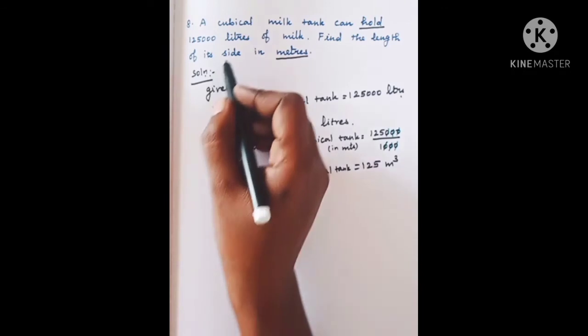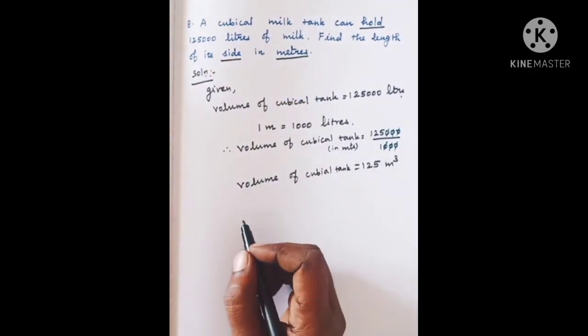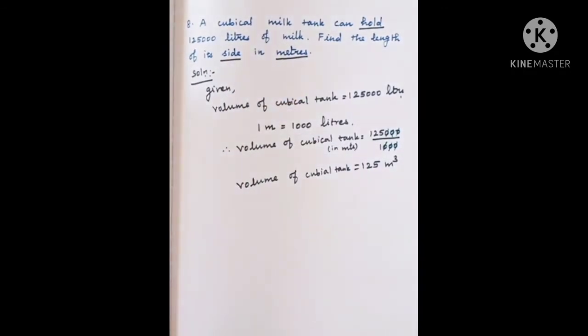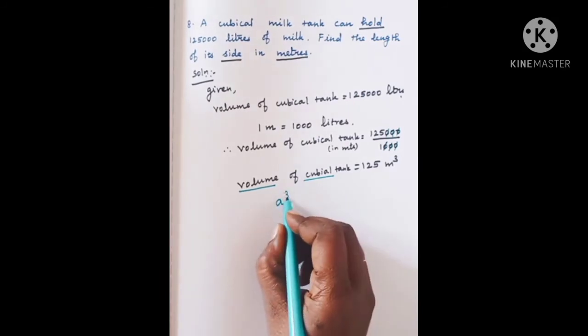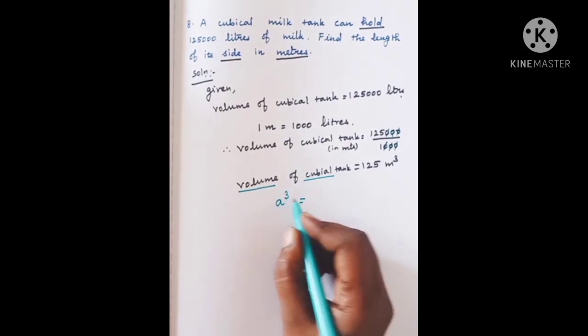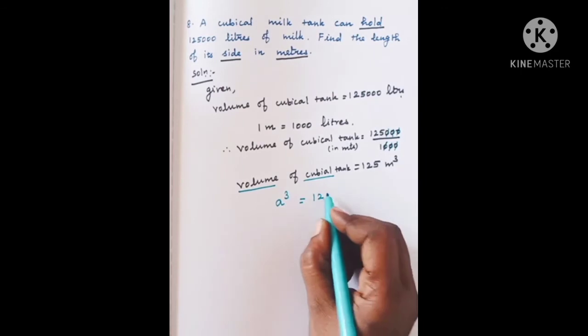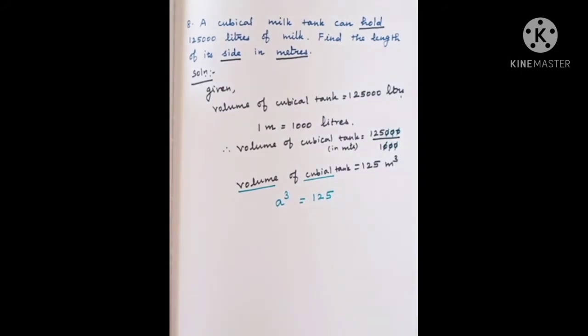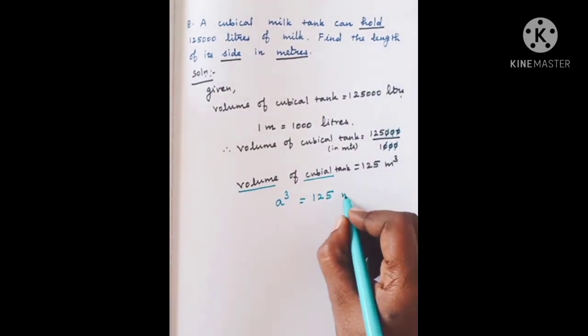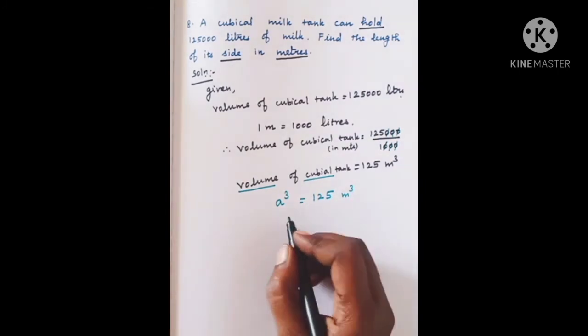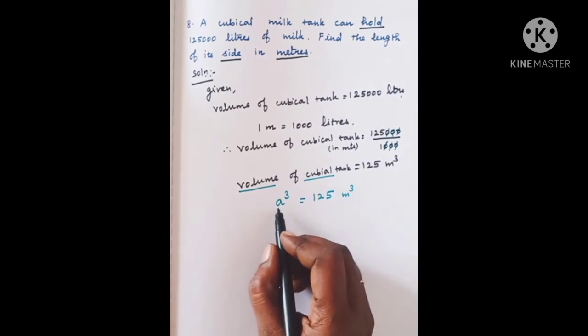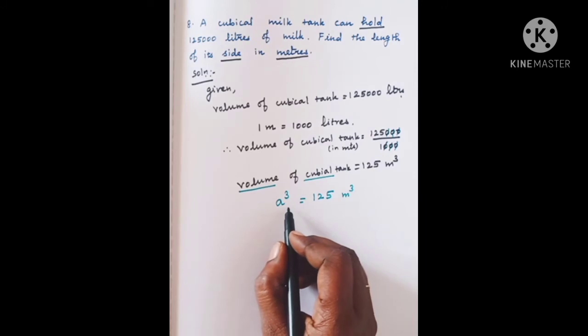Now we have to find the side of the cubical tank, isn't it? So what is the formula? What is the volume formula? Volume of the cube. What is the formula? A cube. Volume of cube is A cube, which is given as 125 meter cube. So A cube is equal to 125 meter cube. Now we have to find the value of A. Length of one side means you have to find the value of A.